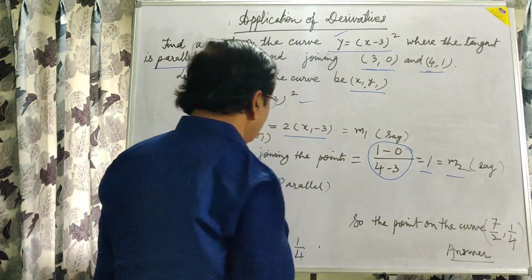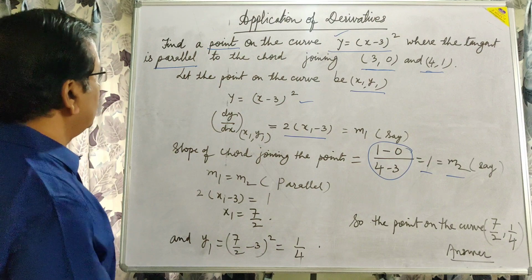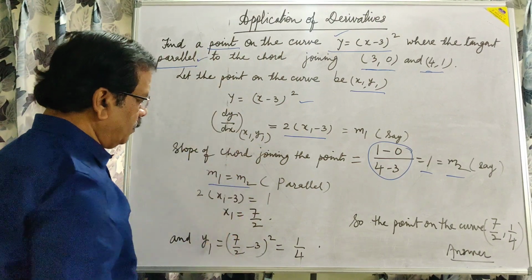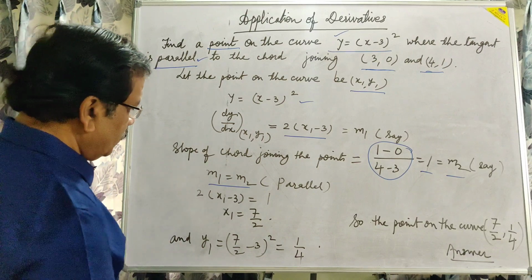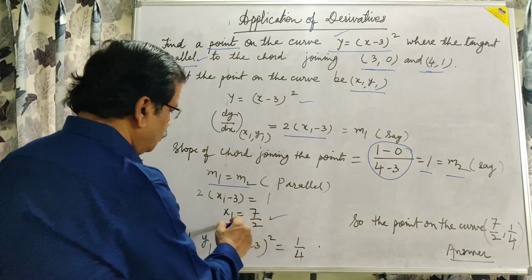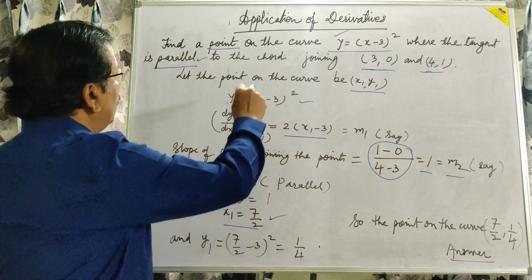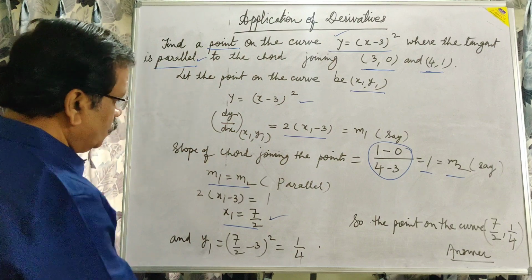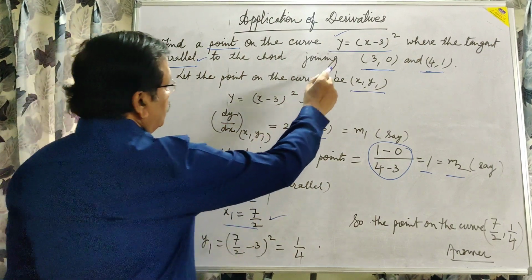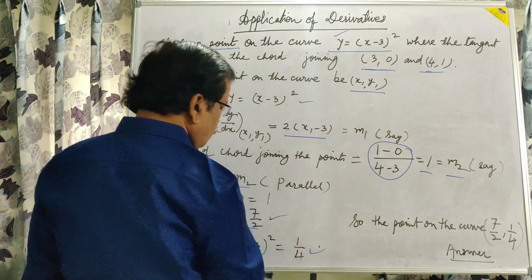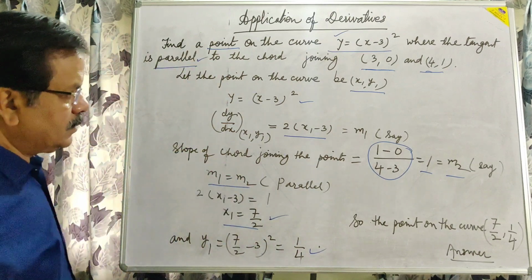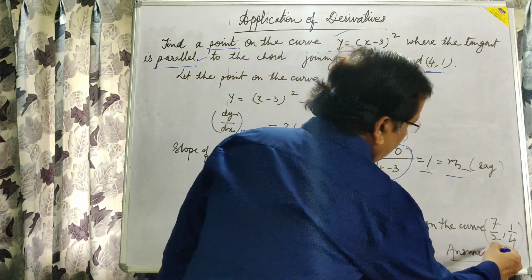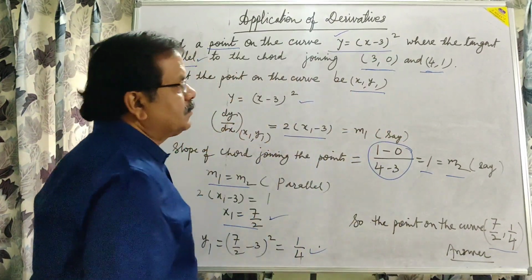Let this be m2, but you are given the condition that the lines are parallel, so using this condition m1 is equal to m2, we get x1 is equal to 7 by 2. Since the point lies on the curve, it must satisfy the equation of the curve. Putting this value in the equation of the curve, we get y1 is equal to 1 upon 4, and this way the point on the curve will be (7/2, 1/4). This will be the answer.